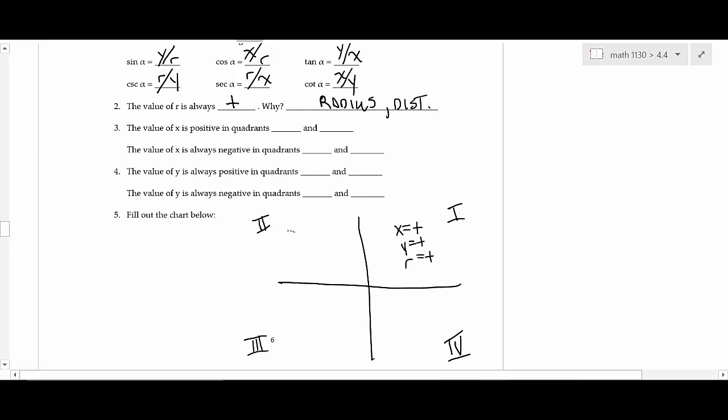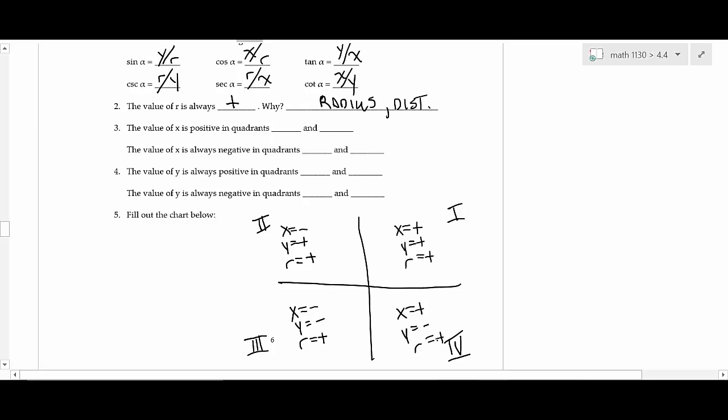If you go to quadrant 2, then X is negative, Y is positive, and then R is positive. You go to quadrant 3, X is negative, Y is negative, and R is always positive, of course. You go to quadrant 4, X is positive, Y is negative, and then R is positive like that, okay?